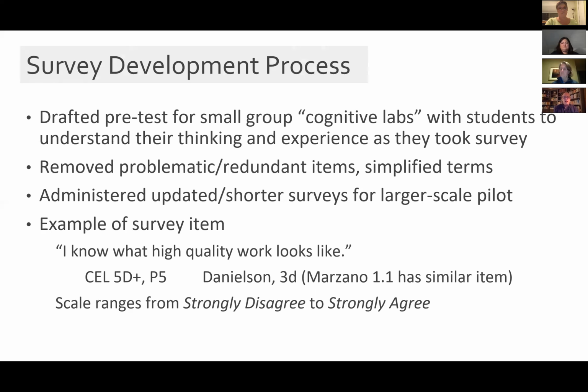At the bottom of the slide, there's an example of one of the survey items. I know what high quality work looks like. This is getting at the concept of a rubric, but some of the kids didn't know the word rubric. Also, this particular item falls into both the CEL survey and the Danielson. The range is a strongly disagree to a strongly agree, so it's a 5-point scale.